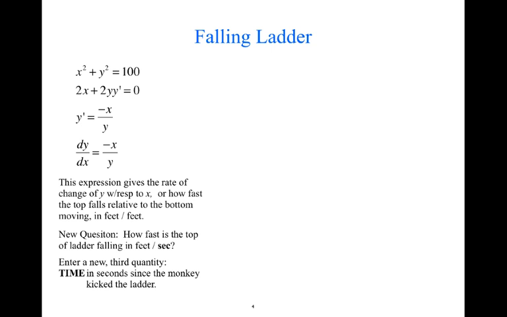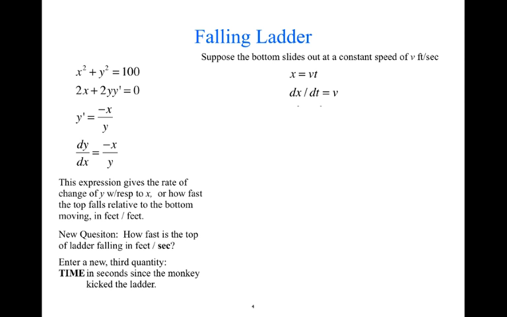So we need this third quantity in the background now that we haven't considered yet, and that's time. So now time is going to be involved. And so we're going to consider that the bottom of that ladder is sliding out at a constant speed. That's going to be v. Okay? So the speed of the bottom of the ladder is constant, and now we're interested in analyzing how fast the top of the ladder is falling down.